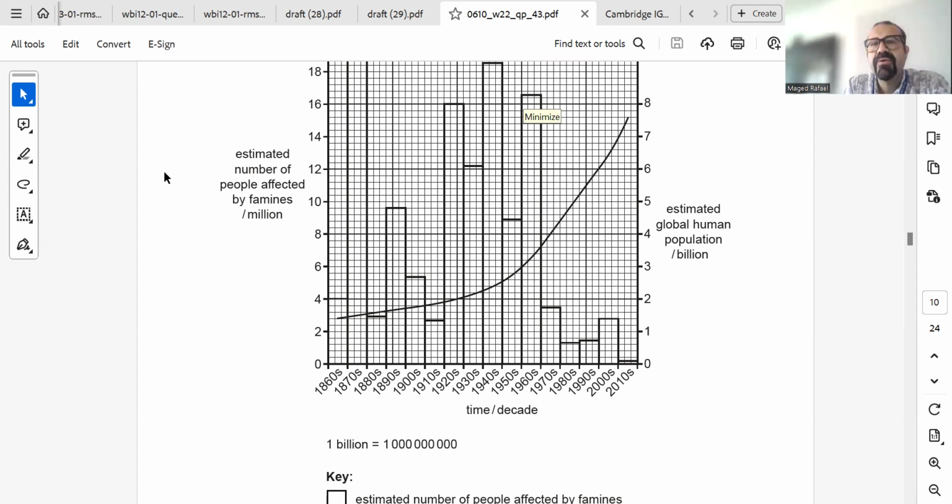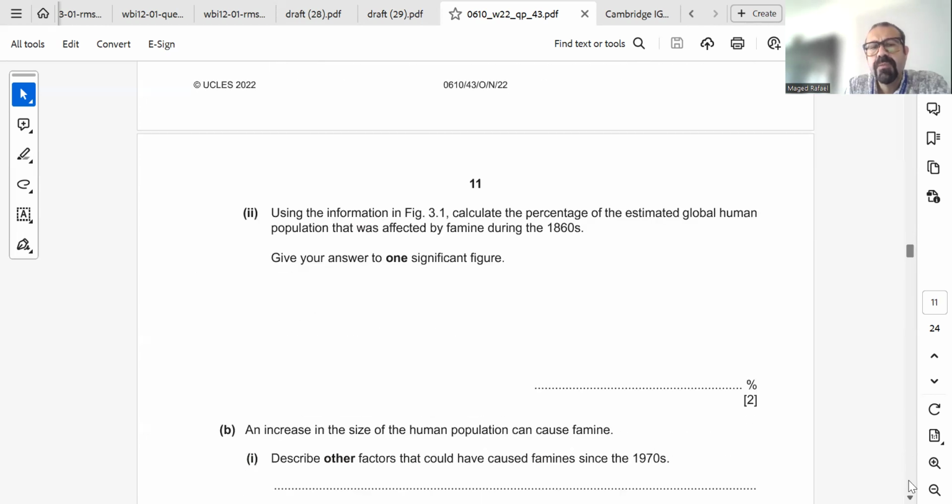Try to take the reading from the graph, kids. 7 point what? I can say 7.6 billion. So this is 7.6 billion, and that's what I will get. Let's go to the next question.